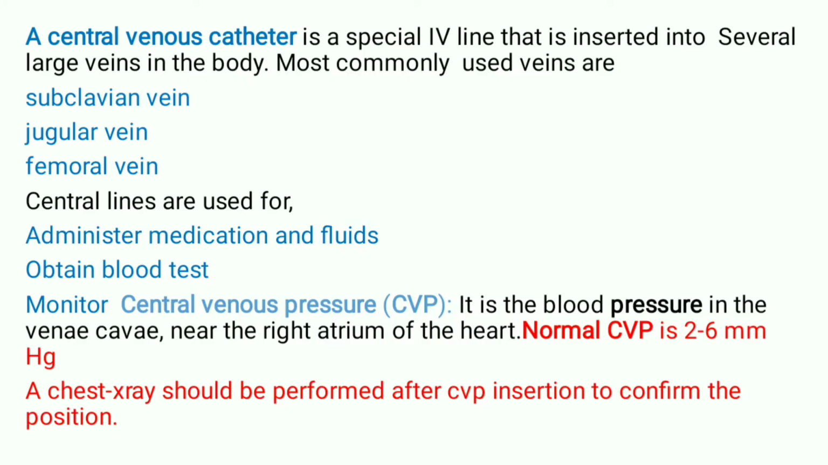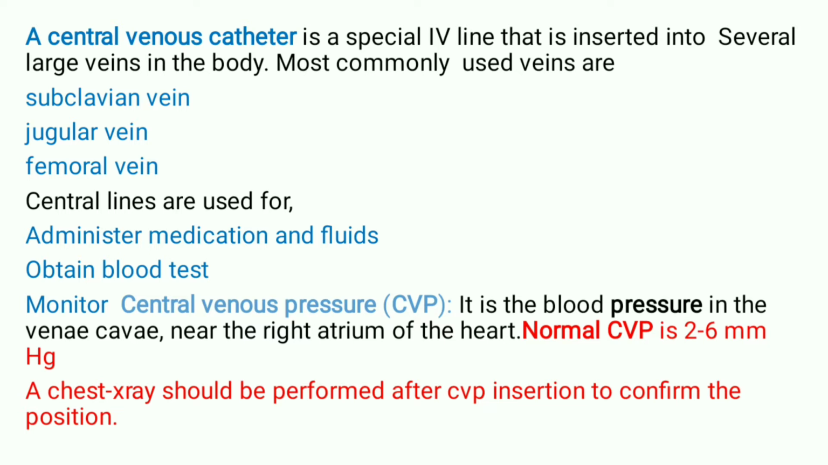Central venous catheter is a special IV line that is inserted into several large veins in the body. Most commonly used veins are the subclavian vein, jugular vein, and femoral vein.